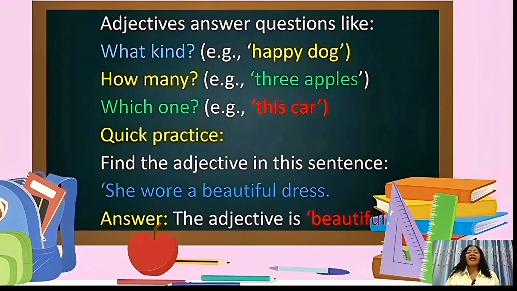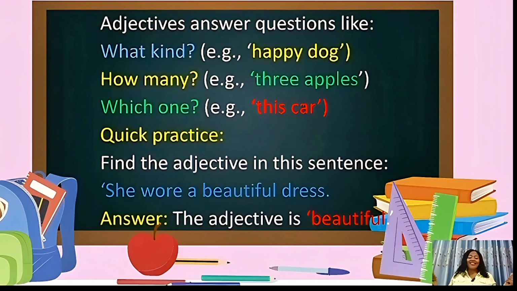Adjectives answer questions like what kind? For example, what kind of dog? It's a happy dog. How many? For example, how many apples are there? There are three apples. It also answers questions like which one? Which car is yours? This one. So you should always know that adjectives answer questions like what kind, how many, which one, and the rest.